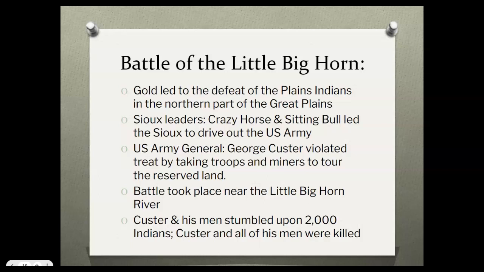So if you see where it says George Custer violated the treaty by taking the troops, the army, and miners to tour the reserved land. They were not supposed to be there because it was set aside for the Native Americans, not for the U.S. government. So a battle takes place at Little Bighorn, where the Sioux Indians are going to surround the American army. They stumble upon 2,000 Indians, and all of Custer's men and Custer were killed in this battle.